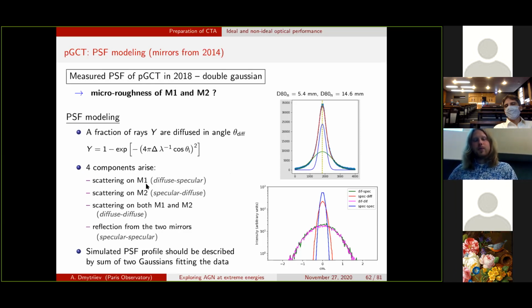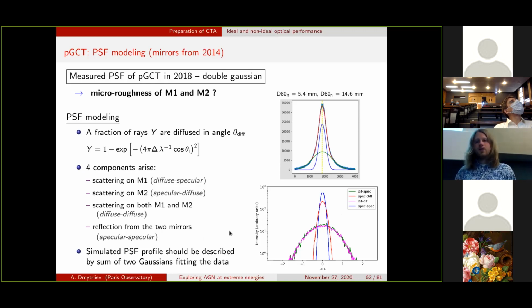So scattering purely on M1 is diffuse-specular, scattering only on the secondary is specular-diffuse, scattering on both is diffuse-diffuse, and reflection from the two mirrors is specular-specular. And then running a bit ahead, this plot is showing these four components in the final modeling. The white component is dominated by scattering on M1 and scattering on both, while the narrow component is dominated by specular-specular.